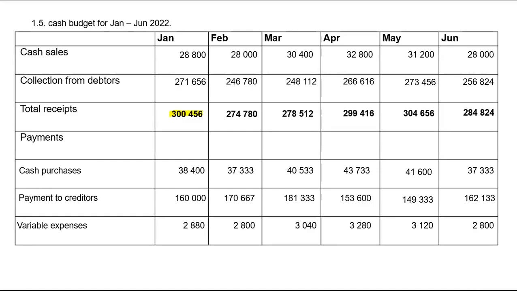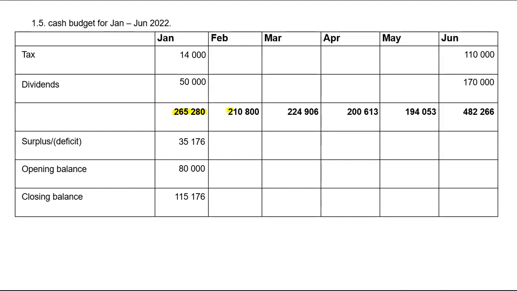Take your total receipts, which is 274,780 minus your total payments of 210,800. You will get a surplus amounting to 63,980. Your opening balance for Feb will be Jan's closing balance. So your closing balance for Feb will be the opening balance plus your surplus for that month. Then you do the same thing over and over again.